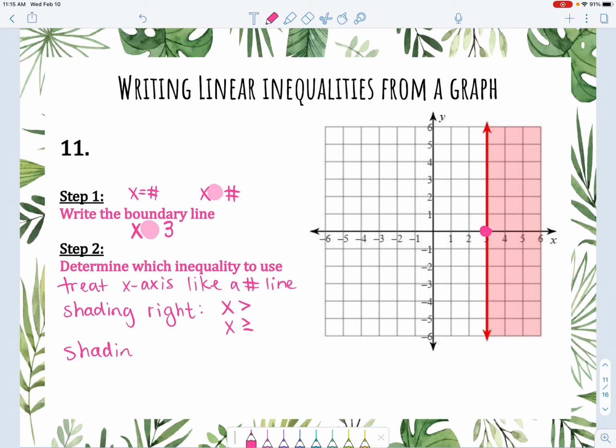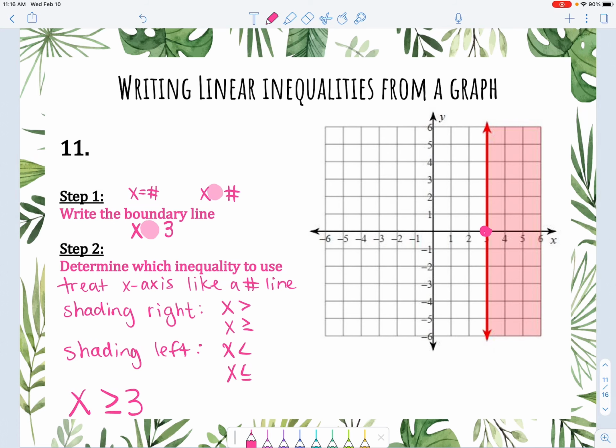If the shading is to the left, you're going to use x is less than or equal, because all of these numbers on the x-axis, if I looked at it like a number line, are less than 3, which is this intercept. Well, my shading is to the right, so I want to use one of these greater than symbols. And I want to use the one with the bar again because this is a solid line. So my final inequality is going to be x is greater than or equal to 3.